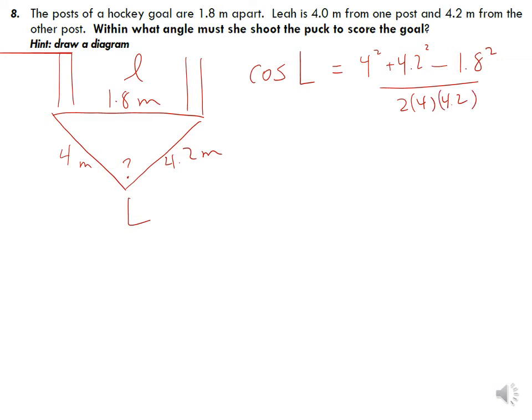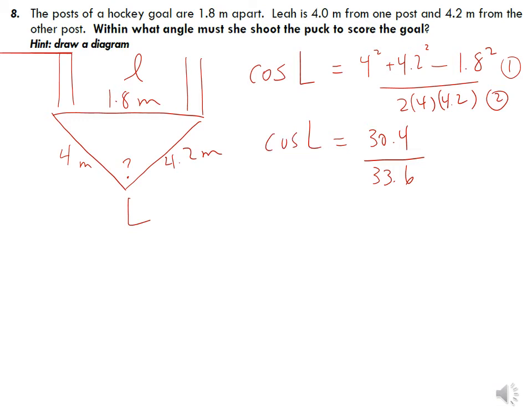And again, if you're struggling with the formulas, you're going to get them all on your test. Basically, you're going to get them just like the formula that I gave you on this review. For this, you've got to do it one step at a time. Do the top first, bottom second. 4 squared plus 4.2 squared minus 1.8 squared, 30.4. And then 2 times 4 times 4.2, 33.6.